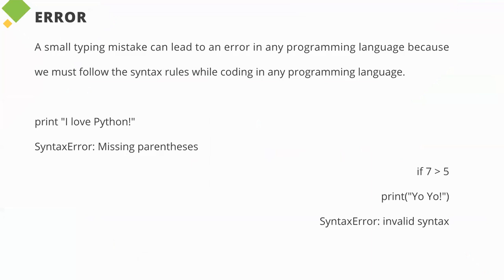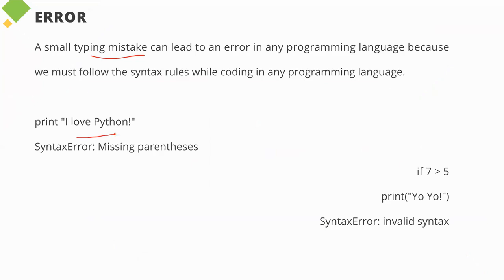To know about exceptions, firstly you need to know about errors. So what is an error? An error is like a small typing mistake that can lead to an error in a programming language. We should always follow syntax rules. If you go with print, you see here it's a missing parenthesis error. You all know print should always be followed by parentheses, right?